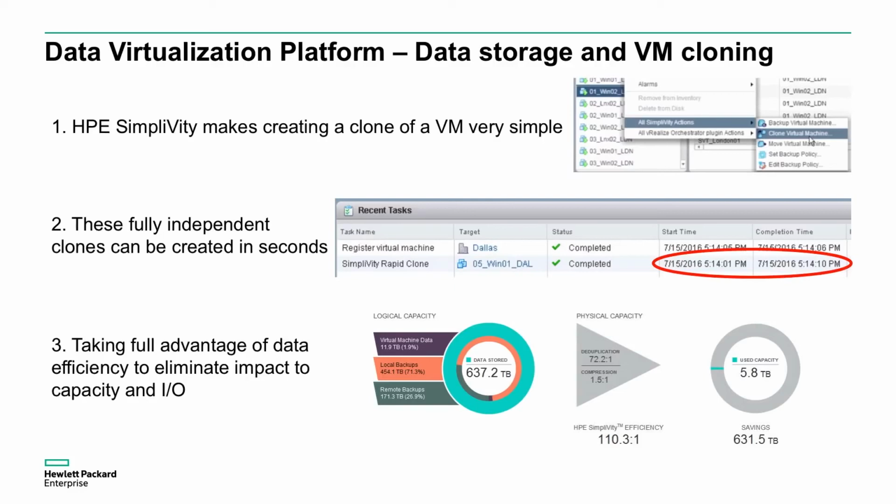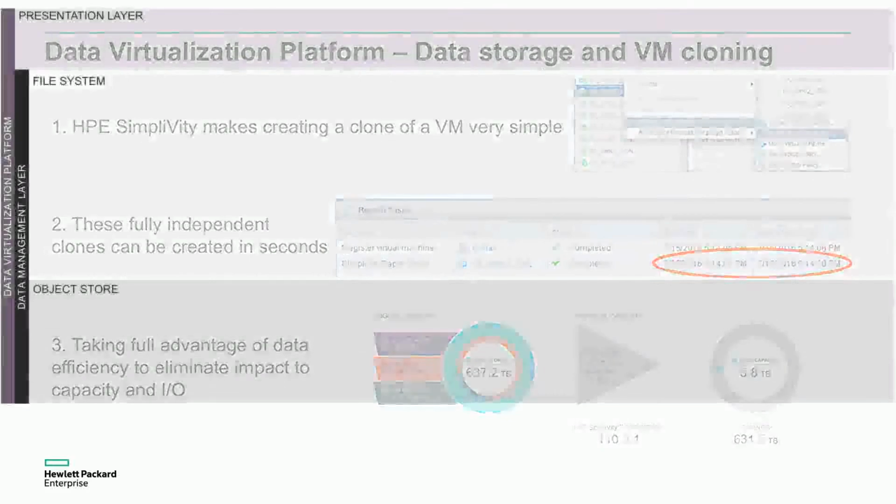At the core of these features is the HPE SimpliVity data efficiency, which is not only about saving capacity, but also about saving I/O to boost overall performance, so that you never have to process the same data more than once. Now, let's dive in and see how we do it.